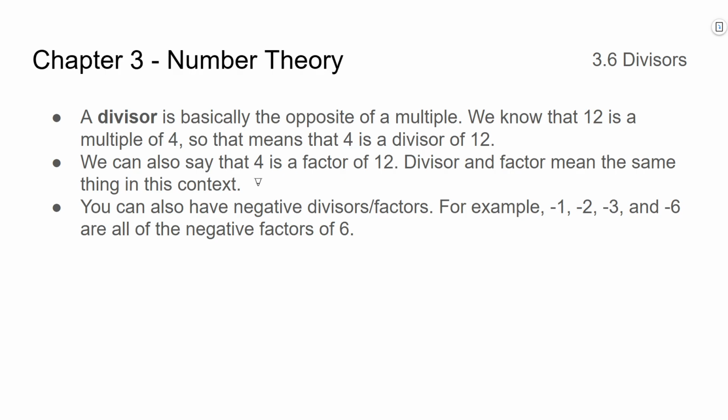We also say sometimes that 4 is a factor of 12 because 4 times 3 is 12. Divisor and factor mean pretty much the same thing, so you can just use those interchangeably. If I ever say factor or divisor, I'm talking about the same thing. You can also have negative divisors or factors because you can say -1 times -12 is positive 12, and so on. -2 times -6 would be positive 12. And here are all of the negative factors of 6.